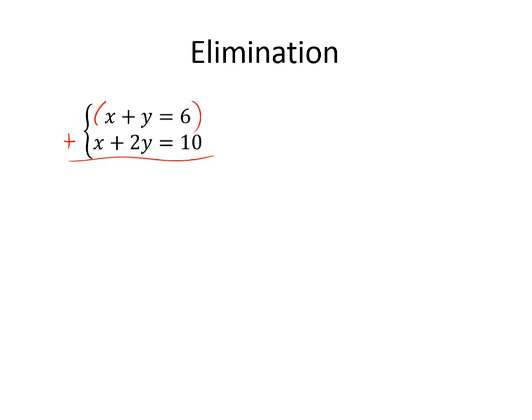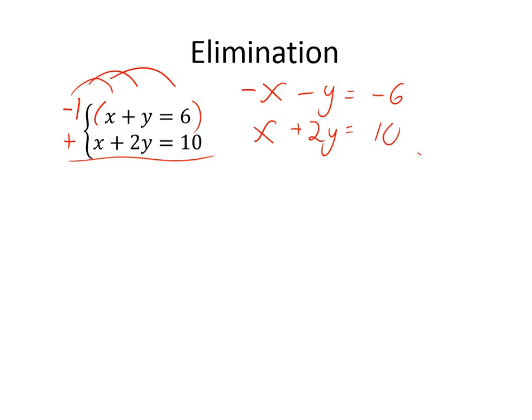And so I'm going to multiply the top one by a -1. Now when I multiply it by a -1, I distribute this -1 to each part, giving me -x minus y is equal to -6. And then underneath that I have x plus 2y is equal to 10. Now, if I add them up and down, -x plus x is 0, so the x is gone. -y plus 2y is y. -6 plus 10 is 4. And as you see, I have y equals 4.